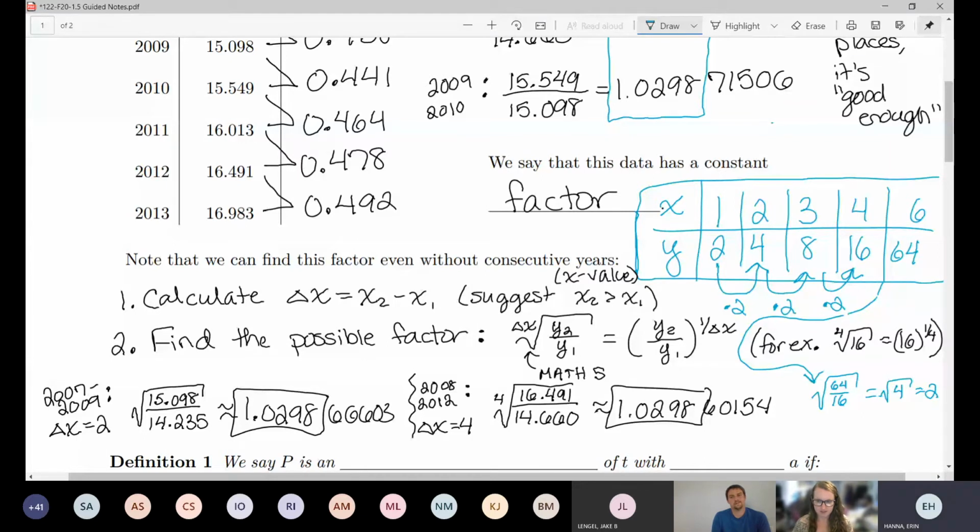Questions before I move on to some definitions? Okay.